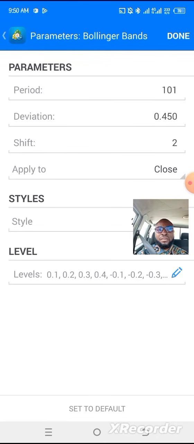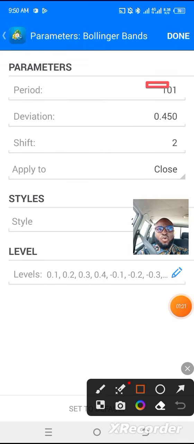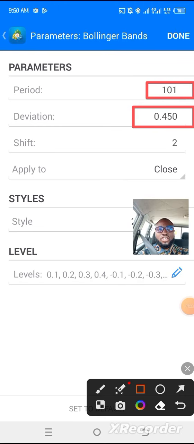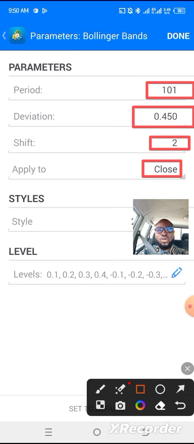The period is 101. Deviation is 0.450. Shift is 2. You apply to close, and then you click done.